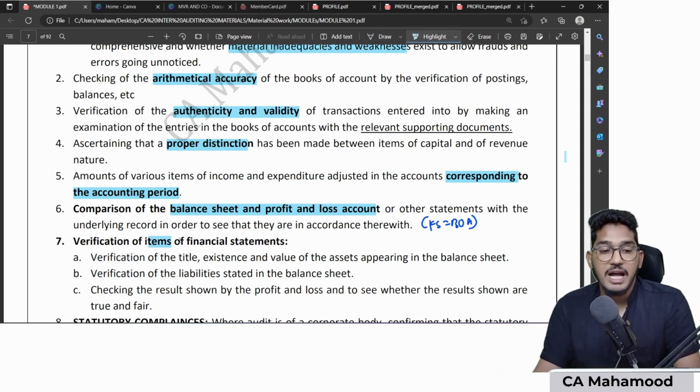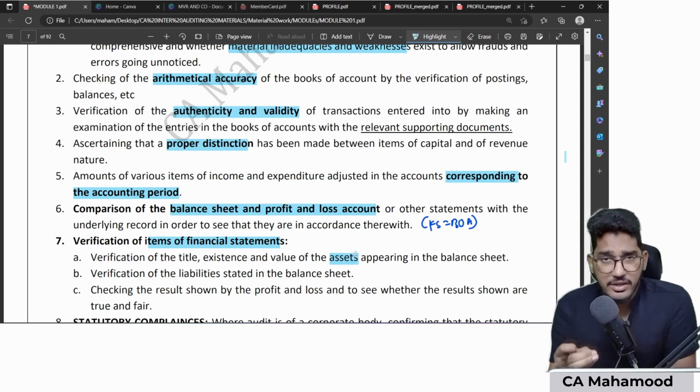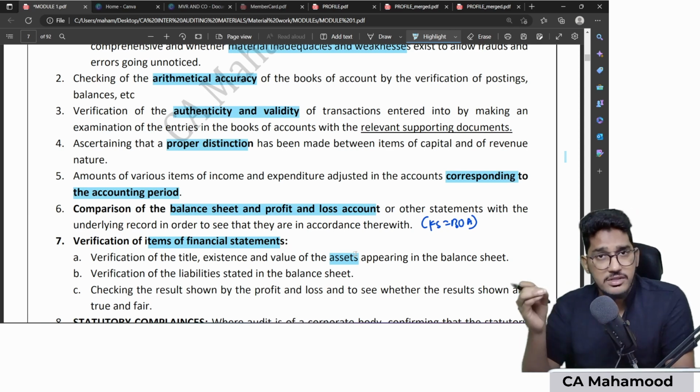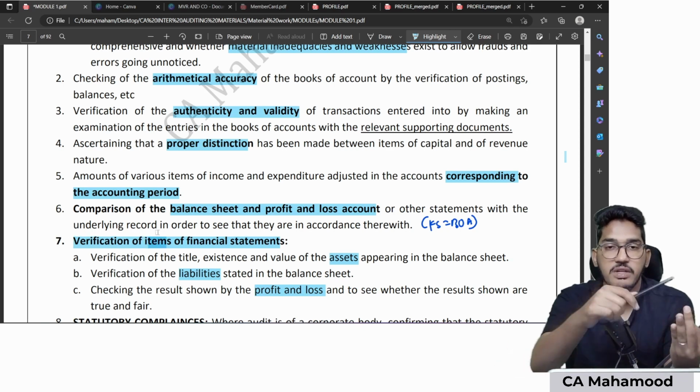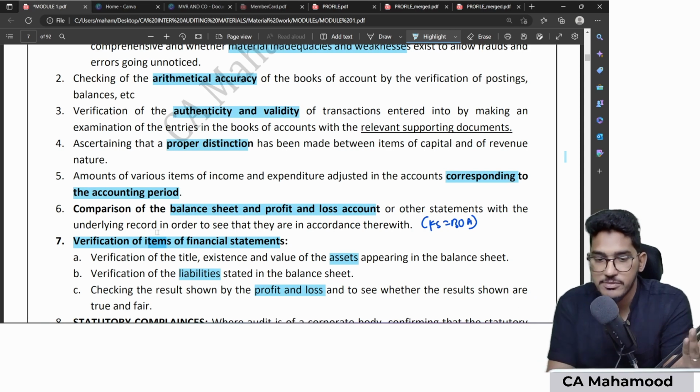After that, I need to verify items of the financial statements. With respect to assets, whether the assets are existing or not, whether the assets are completely recorded or not, whether the value at which the assets are shown is correct or not. I need to verify the assets. Similarly, I need to verify the liabilities. Not just liabilities, I need to verify the items of P&L also. So that's why I have given one broad heading: verification of items of financial statements, verification of assets, verification of liabilities, verification of incomes and expenses.